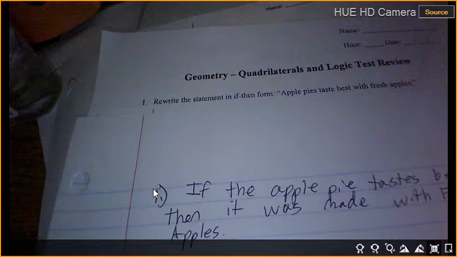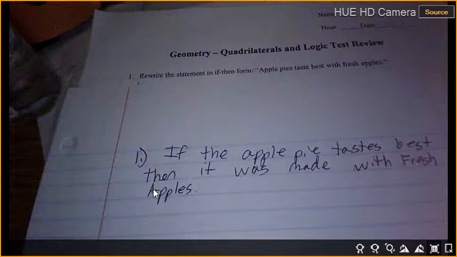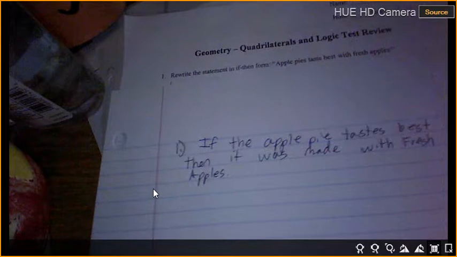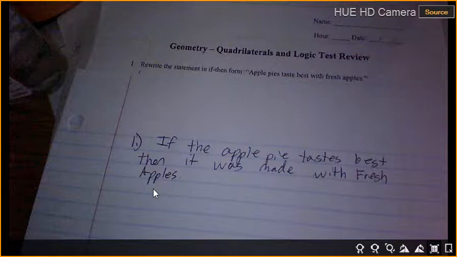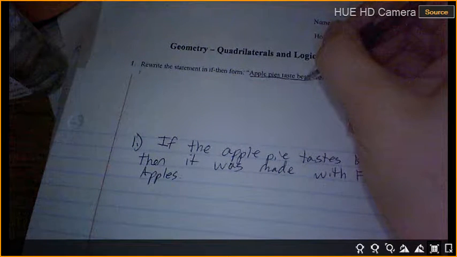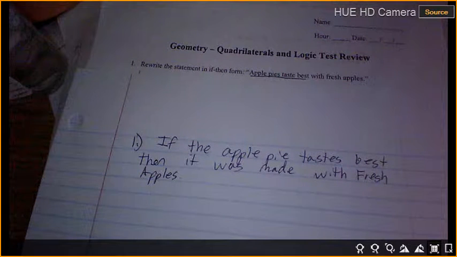Okay. Anybody have a question about that one? Yes. So does our answer have to be exactly like yours? No, it does not have to be exactly like mine. The issue is it has to have the hypothesis, which is apples taste best, first, and made with fresh apples second. That's fine.